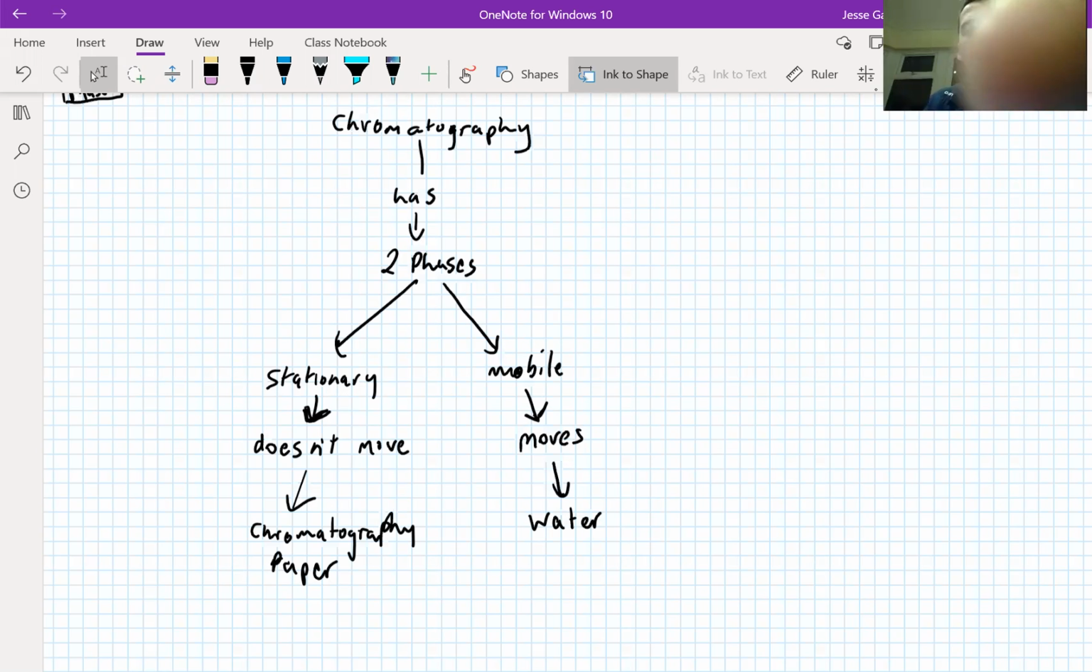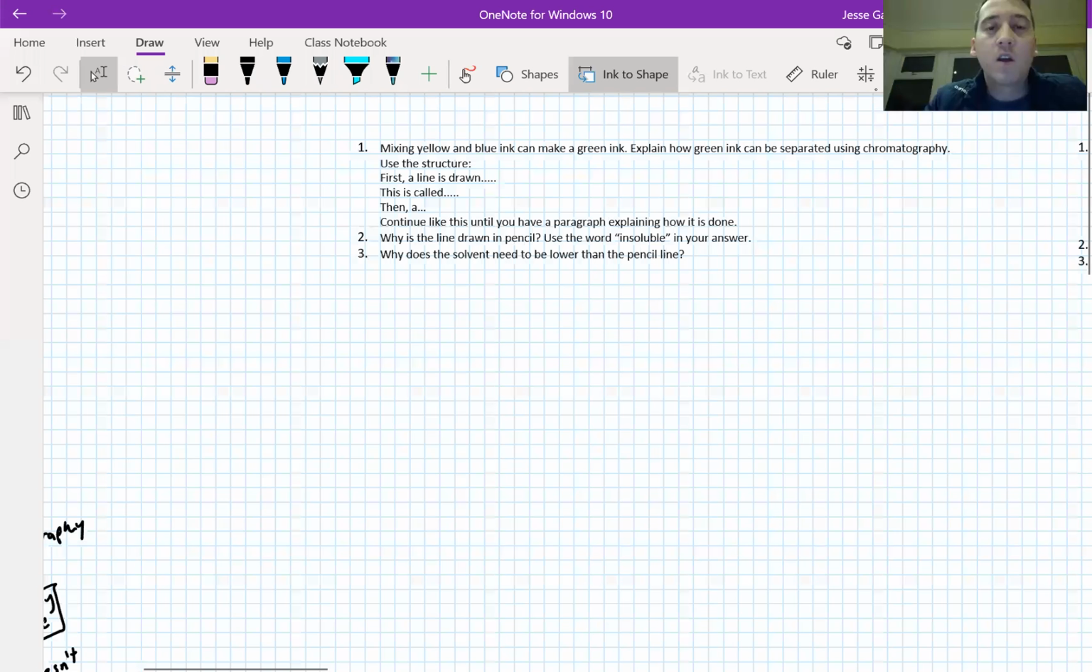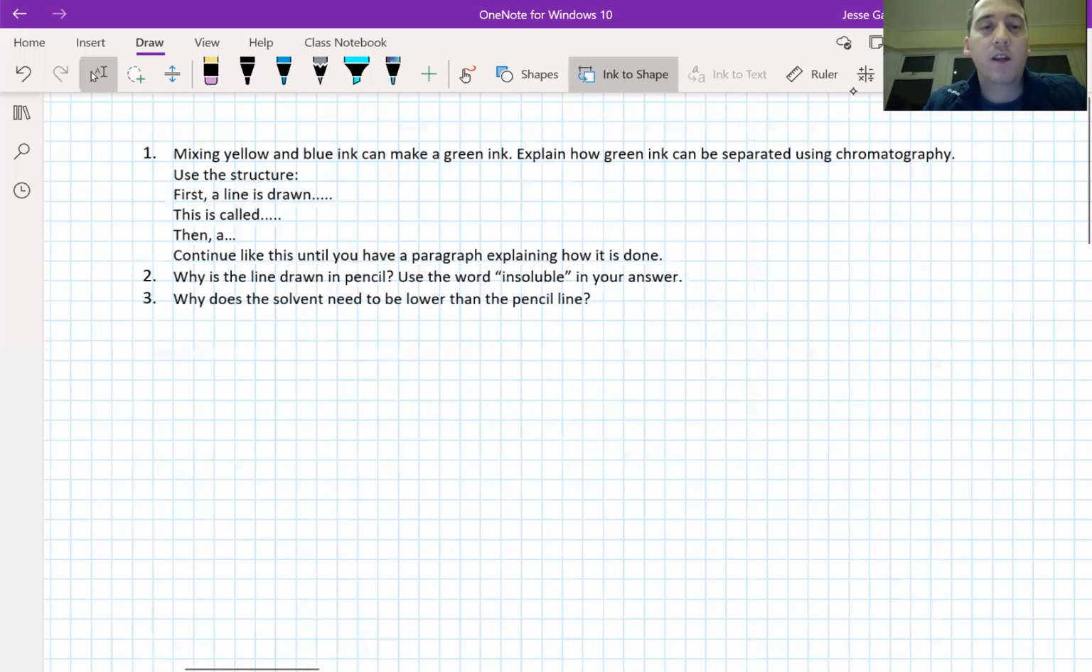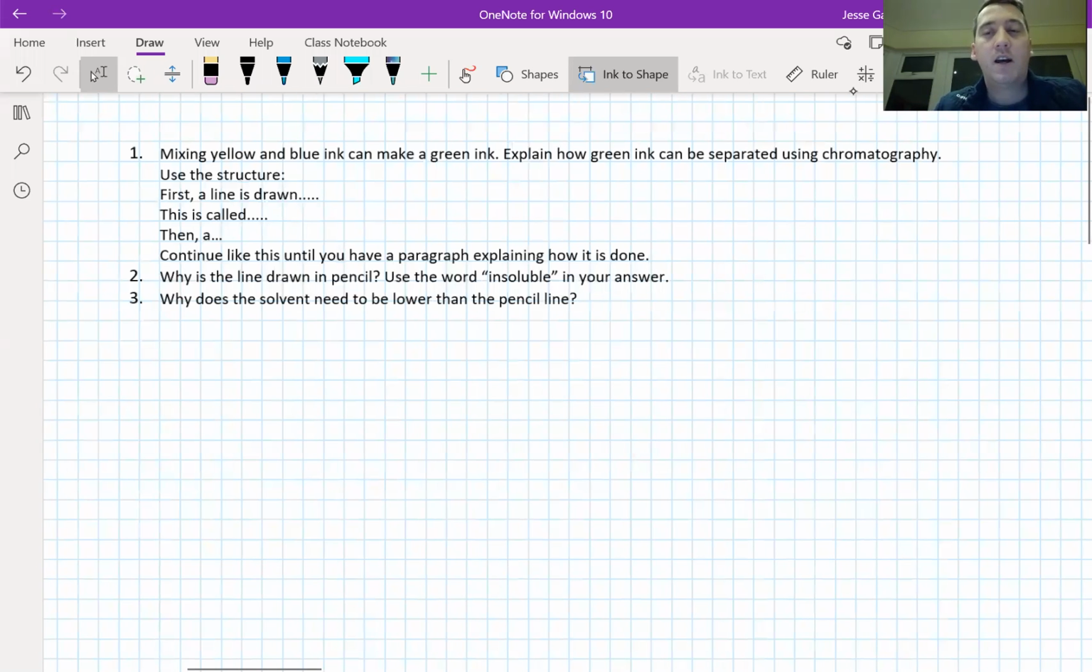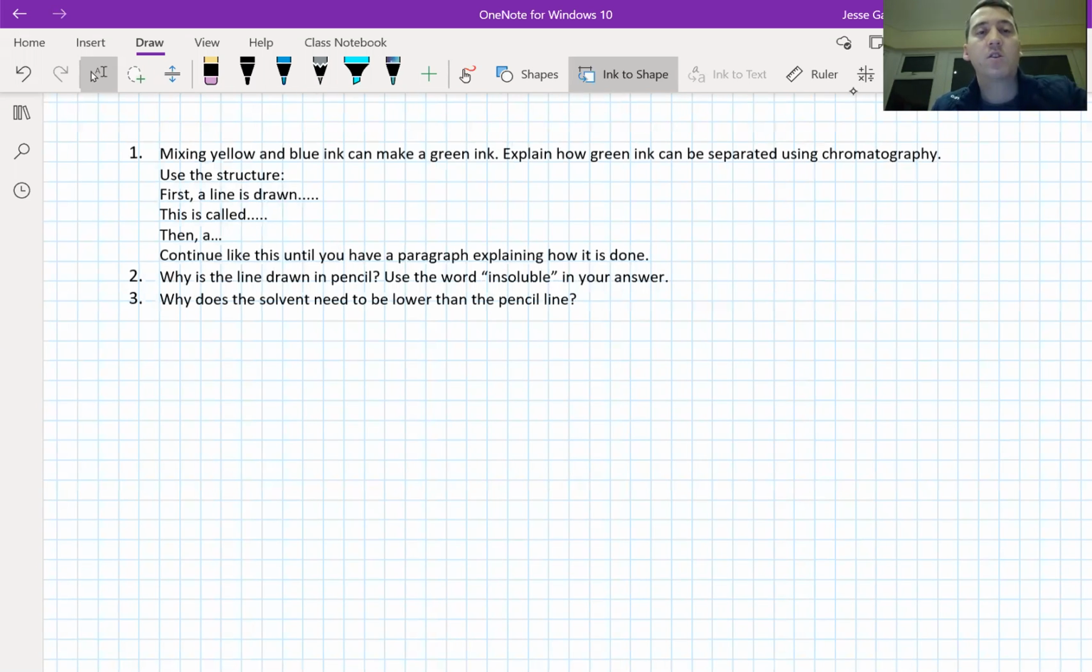Okay, so at this stage, what I'm going to do is get you to stop and have a look at these questions for me, and we're going to try and answer them. Now, I'm going to model for you how we should do the first one. So question 1 says here, mixing yellow and blue ink can make green ink. Explain how green ink can be separated using chromatography. Use this structure. So this is telling you how you should start the sentences. So I'm going to model for you how you would get this started.